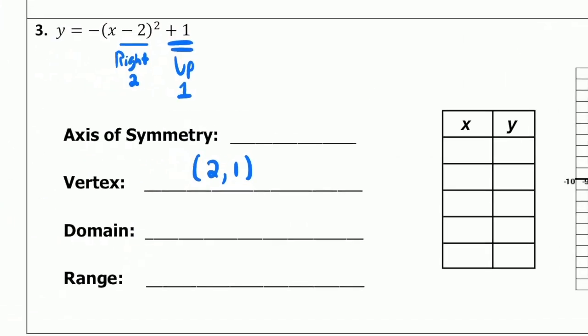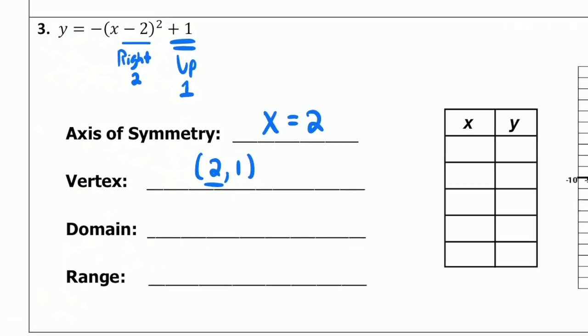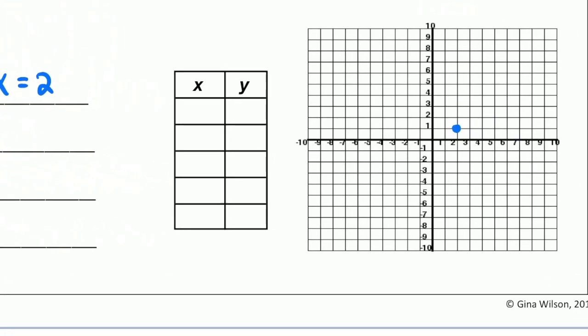My axis of symmetry is the same as my x value here. So x is going to be equal to +2. And then I'll go ahead and draw that line.